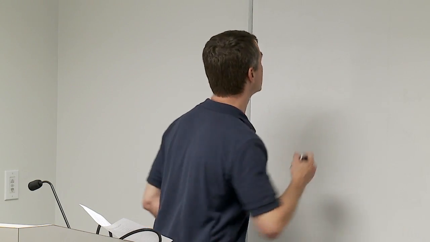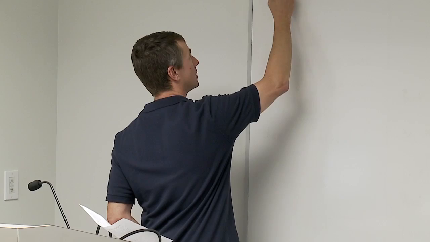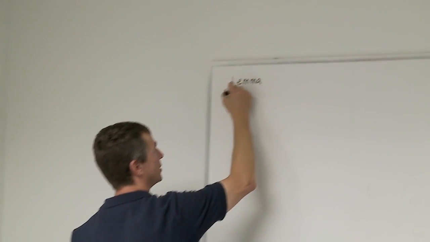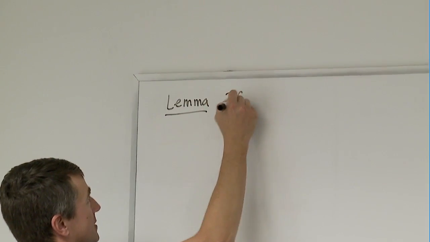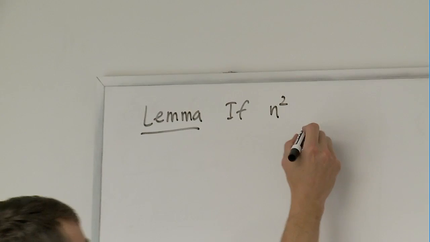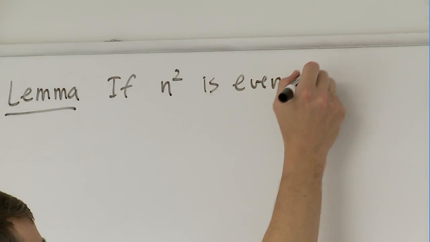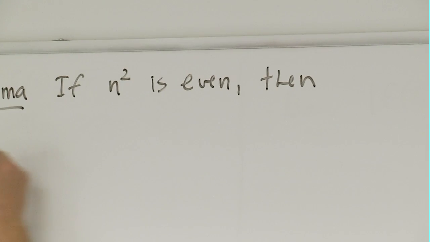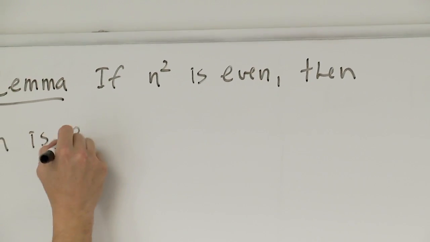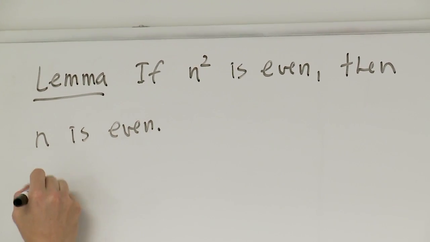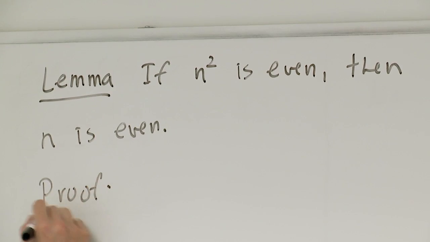So we are also going to need to use what's called a lemma here. A lemma is a little helping theorem. And our lemma that we're going to use in our big proof is going to be the not earth-shattering statement, but we'll need it: if n squared is even, then n is even. Do you believe this statement to be true?